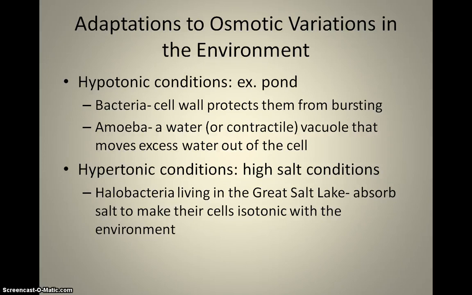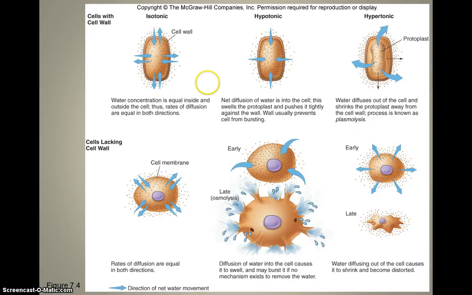hypotonic state. Now, hypertonic conditions are when you have high salt conditions on the outside, and therefore you have more water on the inside. And so what would tend to want to happen is that the water from the inside would want to move out, right? Because it's going to want to move from where there's a lot of water to where there is a little water. And so conditions like this are like the Great Salt Lake or the Dead Sea, where there's a high salt concentration.